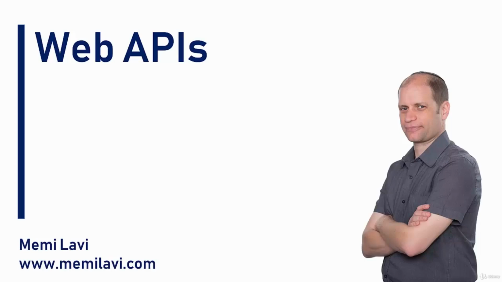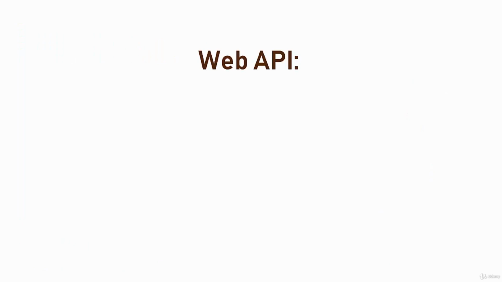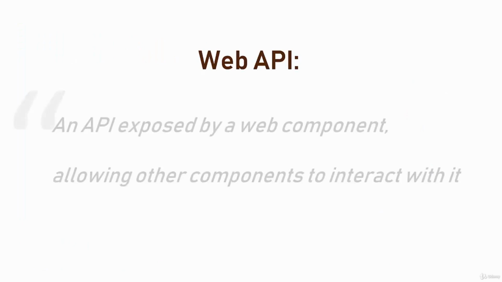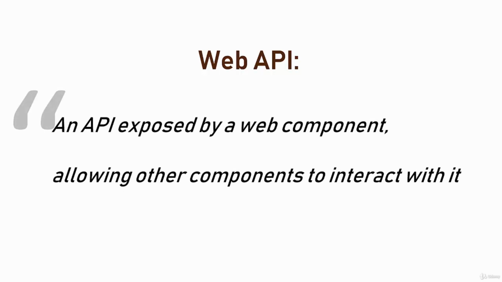In the previous section, we discussed various types of APIs, and we concluded that Web APIs are the most popular and most useful kind of API. So let's dive a little bit deeper into Web APIs and explain what they are exactly. Let's remind ourselves of the definition of Web API that we have used: an API exposed by a web component, allowing other components to interact with it.